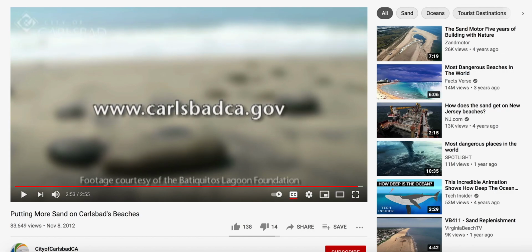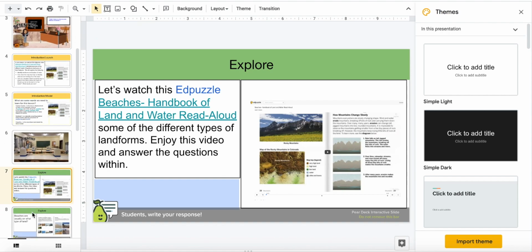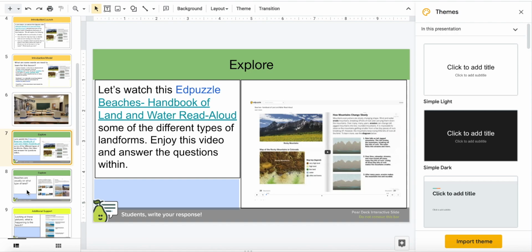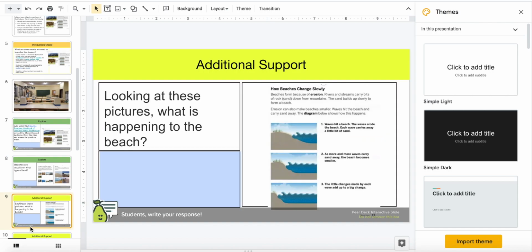Okay, science explorers. Let's explore and investigate some questions about beaches, some features of beaches. So beaches are usually on what type of land? Think, think, think. Science explorers, choose an option. Additionally, looking at the pictures, what is happening to the beach? Think, think, think, science explorers. Write your response.